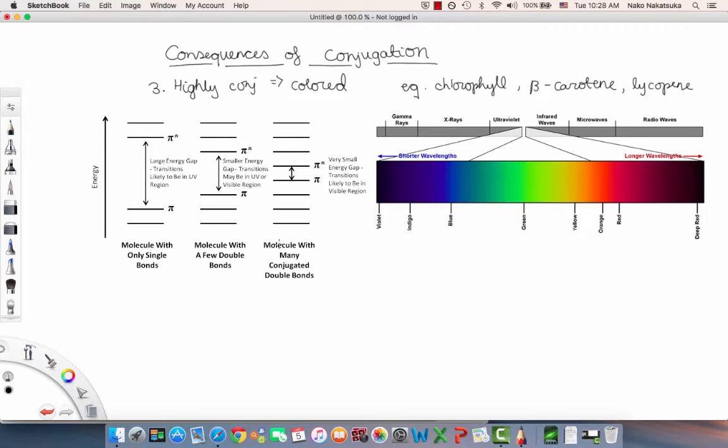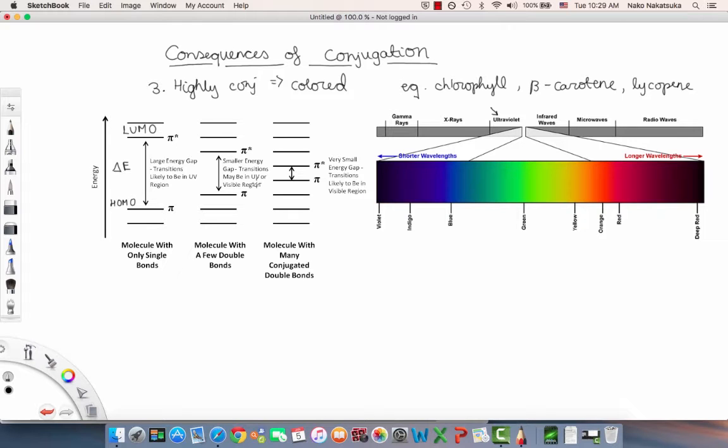And the energy of the photon absorbed must equal the HOMO/LUMO orbital energy difference as indicated by this arrow right here. So this is going to be the LUMO, the lowest unoccupied molecular orbital, and this is going to be the HOMO, or the highest occupied molecular orbital. And this is the delta E between the two. So as you can see, the large energy gap for molecules with only single bonds means the transitions are likely to be in the UV region. And the UV region is right here, which is before the visible region.